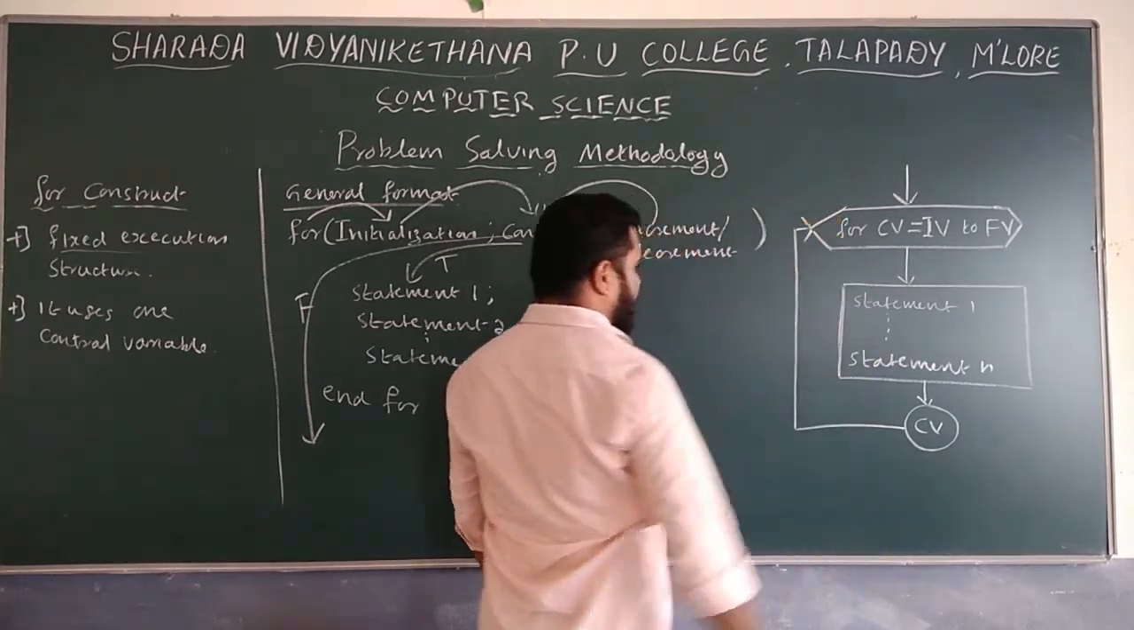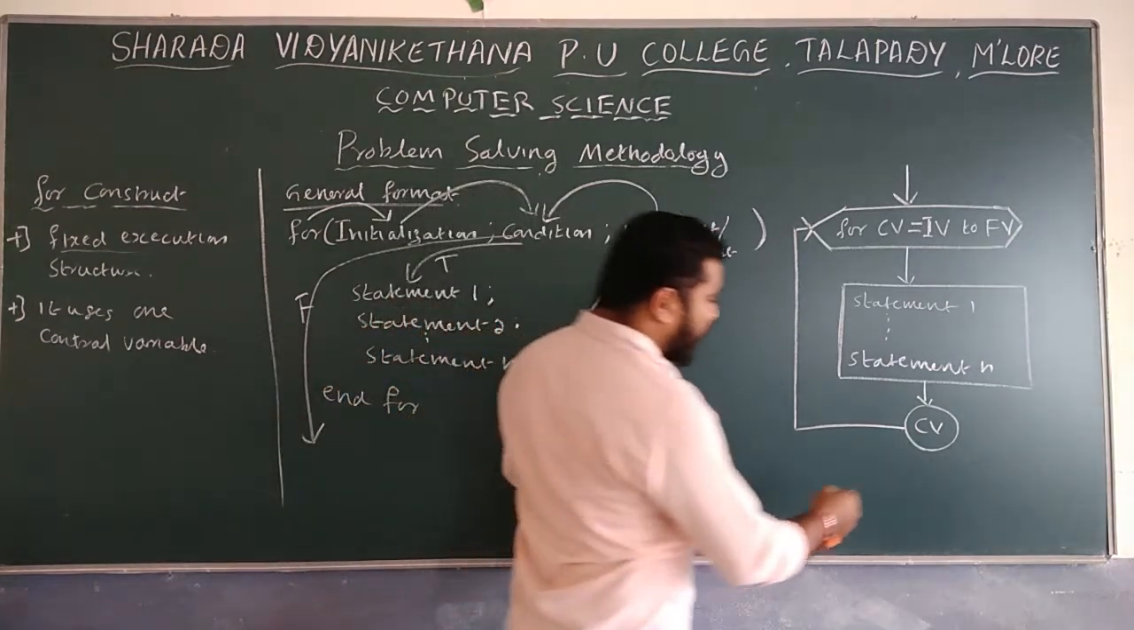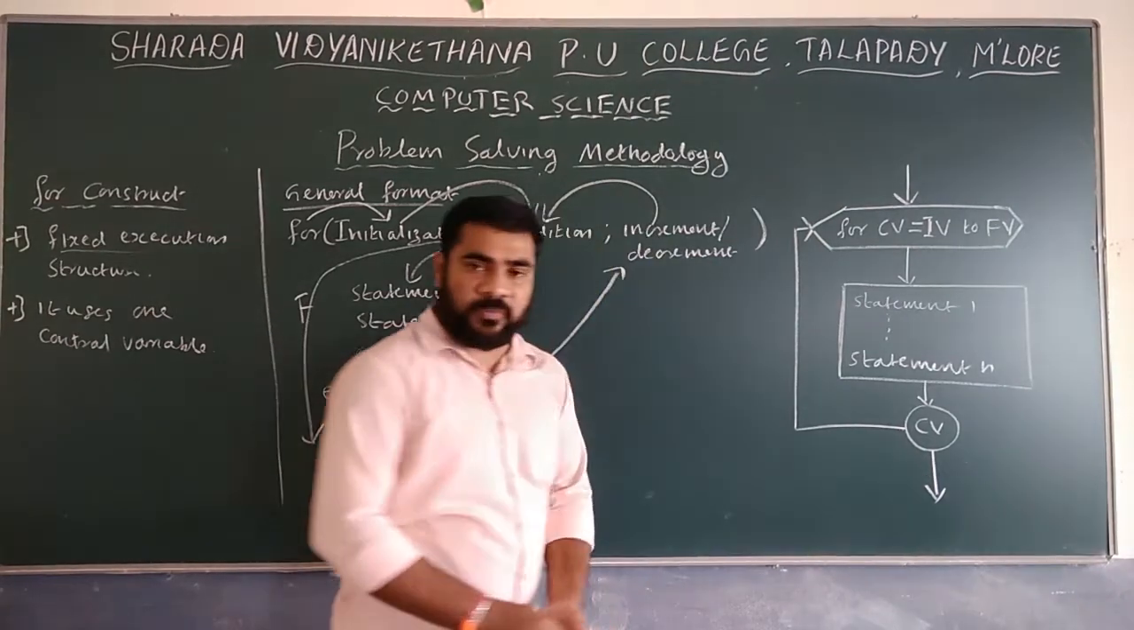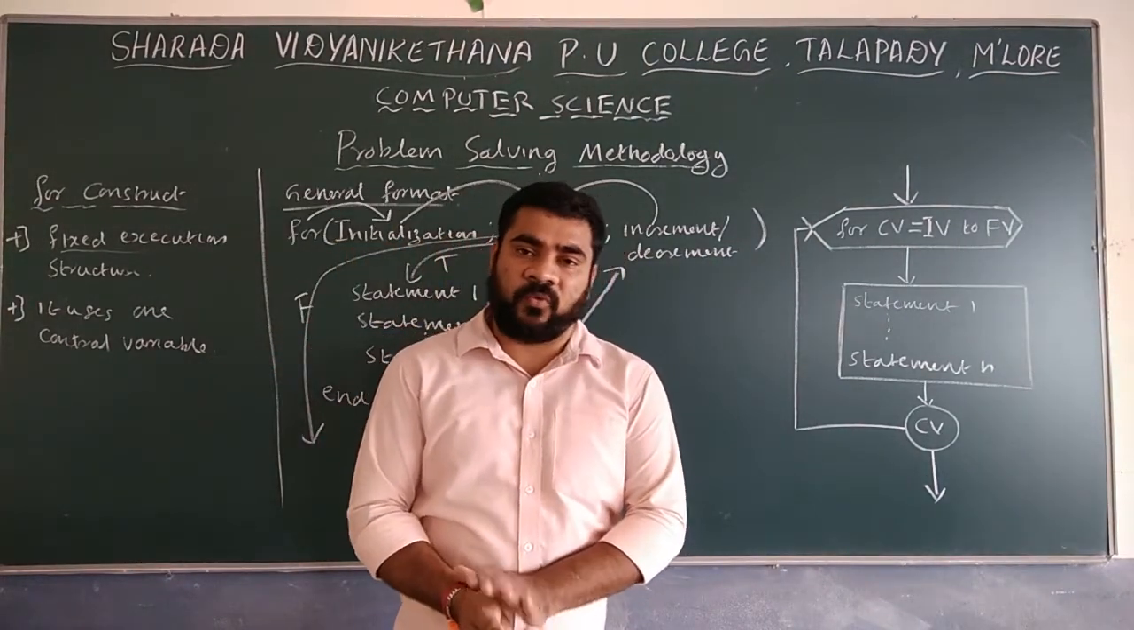So I'll say like that. Whenever the value is inside the final value, it is once again going to repeat, otherwise it will move on from the looping. Otherwise, the control variable, or you can say control, is going to move out from the looping.